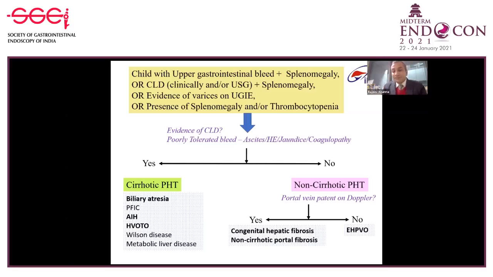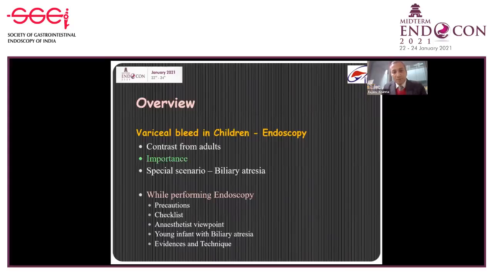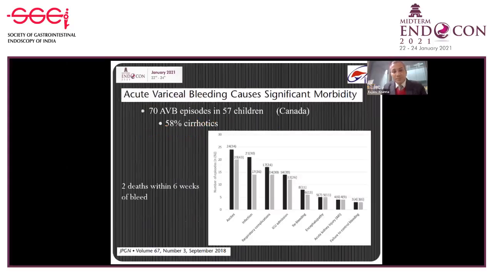And if there is no evidence of CLD, then this is non-cirrhotic portal hypertension, which can be confirmed as EHPVO on Doppler. And if there is no cavernoma, then the possibilities are congenital hepatic fibrosis or non-cirrhotic portal fibrosis. So what is the importance? As per this series from Canada, cirrhotic children, when they bleed, develop ascites, infection, respiratory complications, acute kidney injury, and encephalopathy, similar to that in adults.